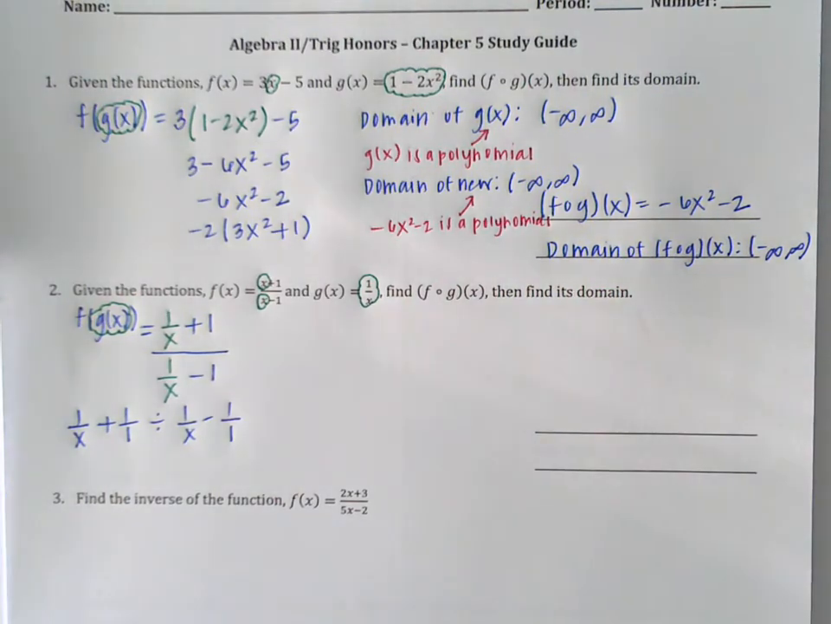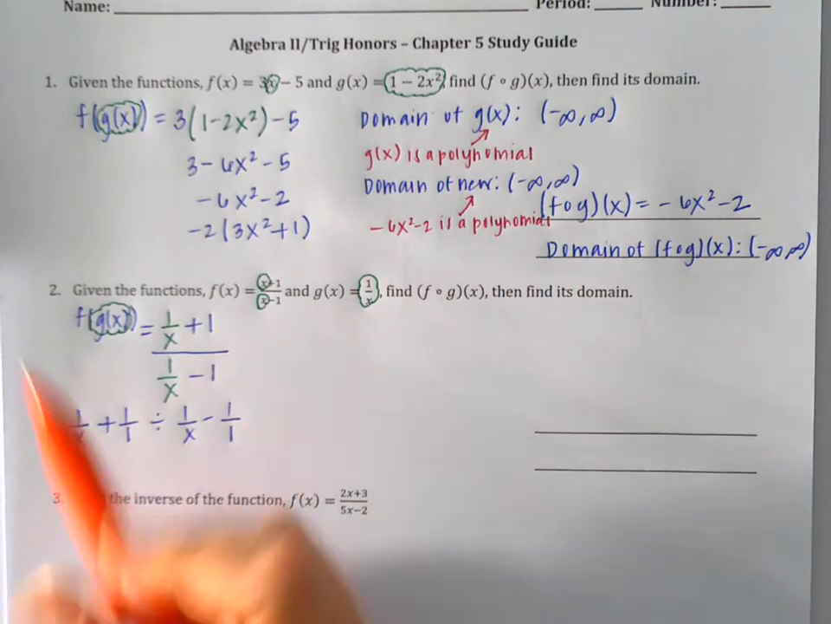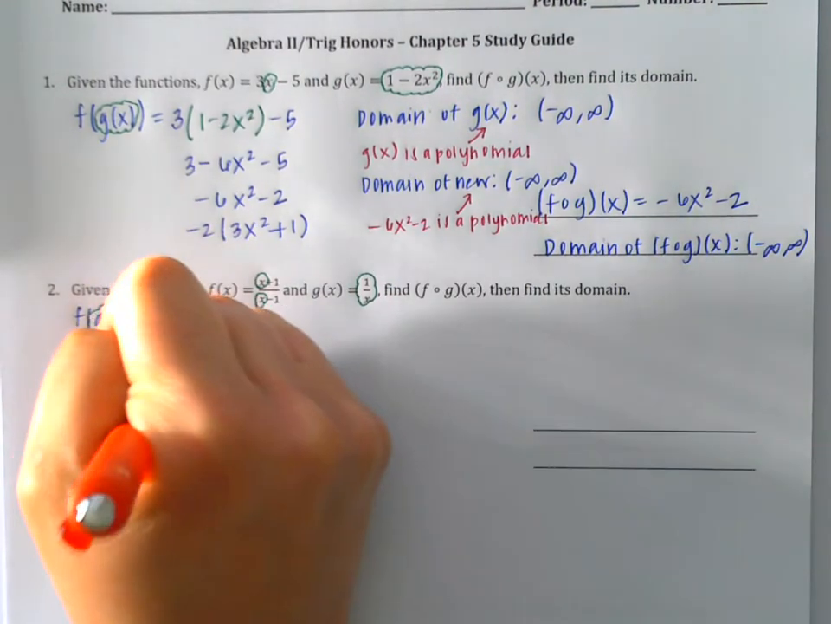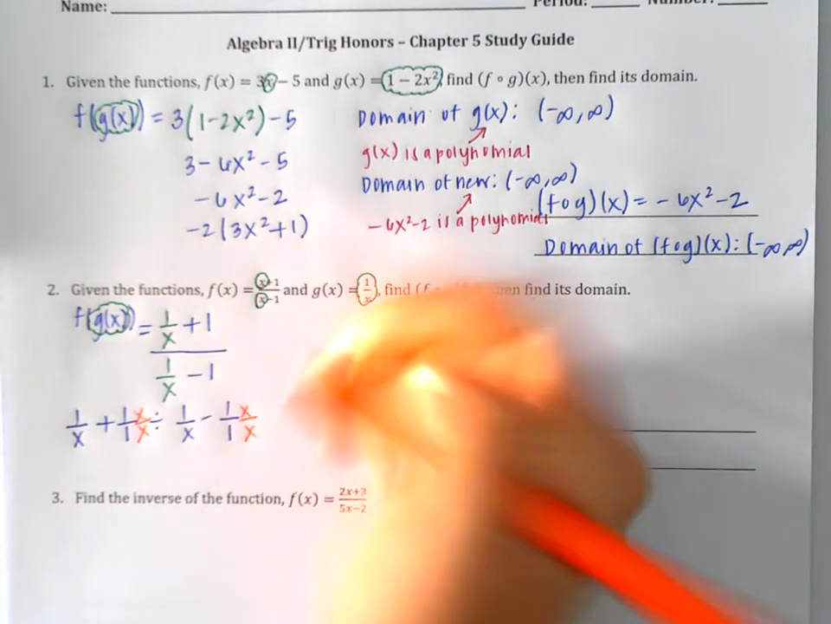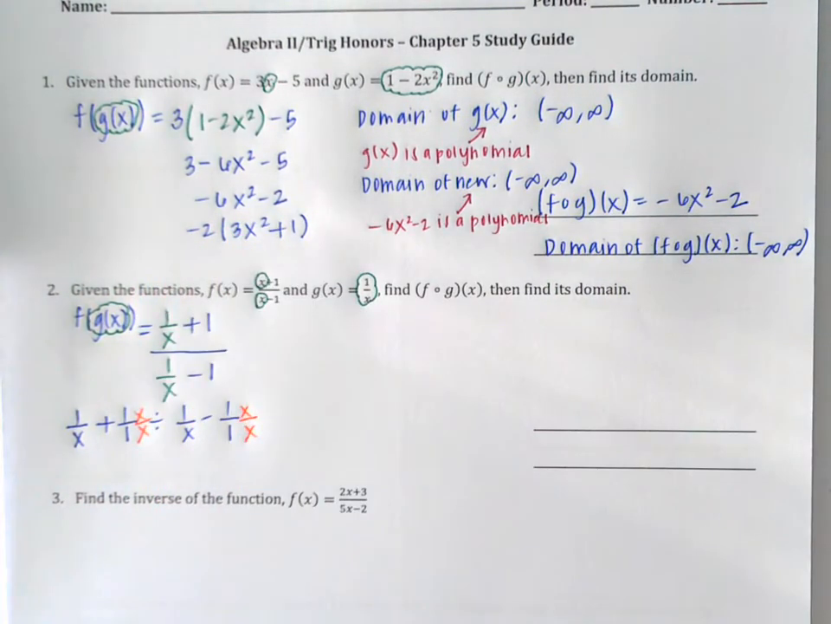Now here, I need to get a common denominator. So to get the common denominator, I'm going to multiply top and bottom here by x over x. And then I'm also going to do it here, even though I'm just going to focus right now on the left side.